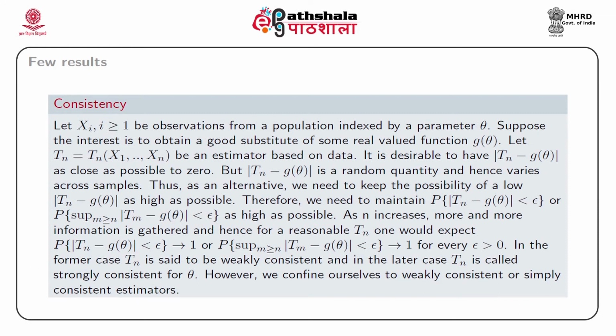As n increases, more and more information is gathered, and hence for a reasonable statistic Tn, one would expect that these probabilities should tend to 1 for every epsilon greater than 0. In the former case, Tn is said to be weakly consistent, and in the latter case, Tn is called strongly consistent for theta.